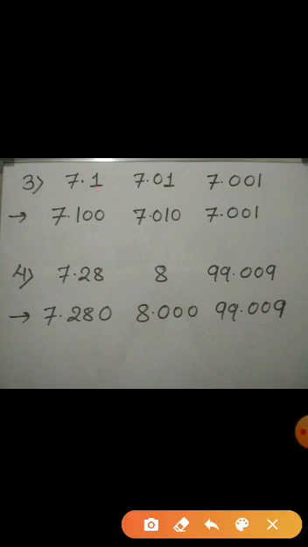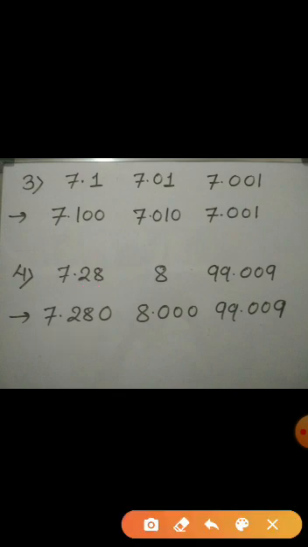See the fourth example. The numbers are 7.28, 8, and 99.009. Here again, if you observe all these numbers, you will see that the maximum number of decimal places is 3. That the third number has, right? In the first number, there are only 2 decimal places, and in the second, there is no decimal place. So now we can make their decimal places equal by adding 0 at the end of the number to make them like decimals. Now since in the first number, there are only 2 decimal places, we can make it 3 by adding 0 at the end of the number, right? So now it becomes 7.280.